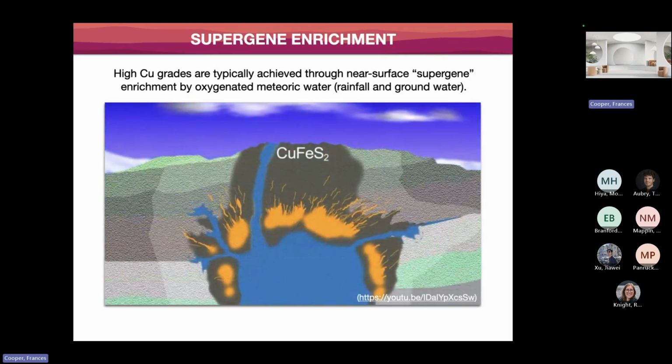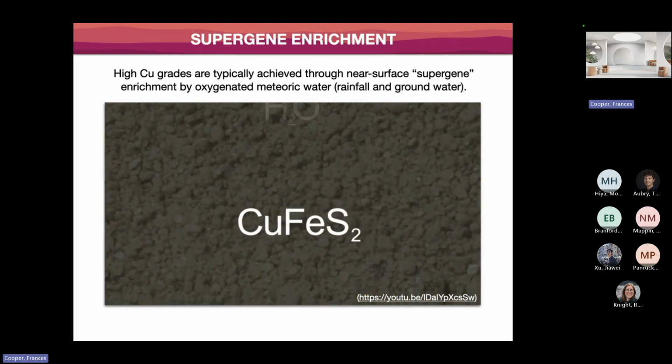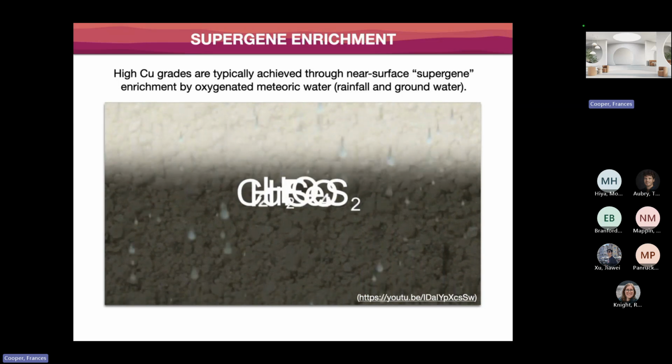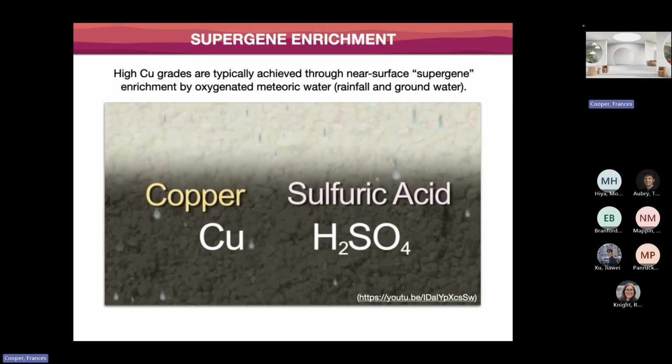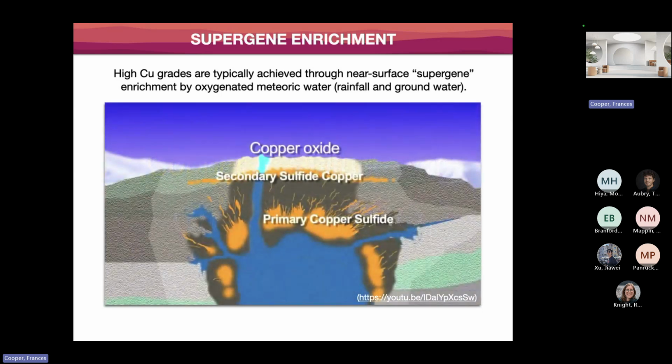So now we've removed the volcano, we've eroded the surface, and we've got meteoric water percolating down through those primary sulfides, that's our chalcopyrite, and it gets dissolved by the oxygenated meteoric water. We liberate the copper into solution, we get sulfuric acid as a byproduct, and then we end up with an enriched zone here. So this is our secondary sulfide copper zone or enrichment blanket. This is where we might have grades of maybe 2%, sometimes 3% copper. Still sounds quite low, but it's considerably better than what we had before.